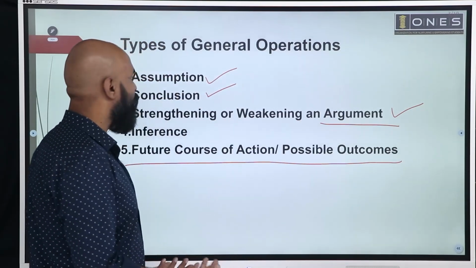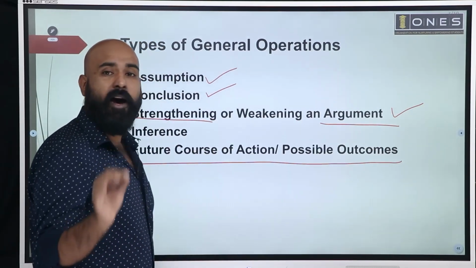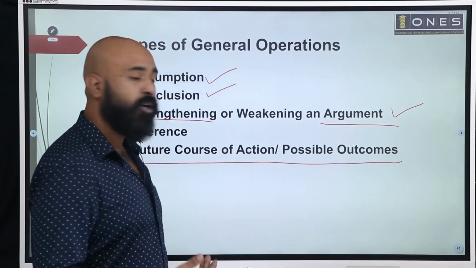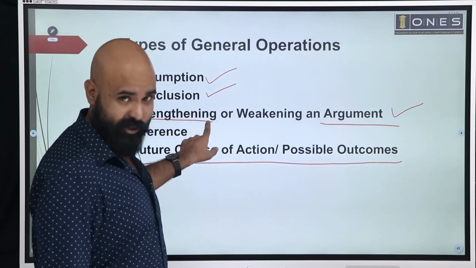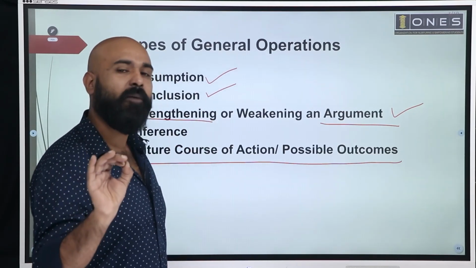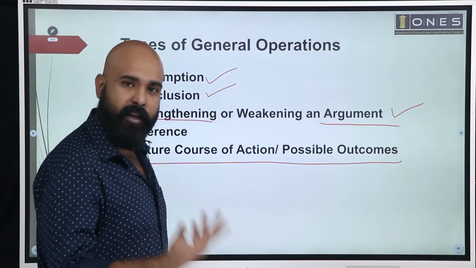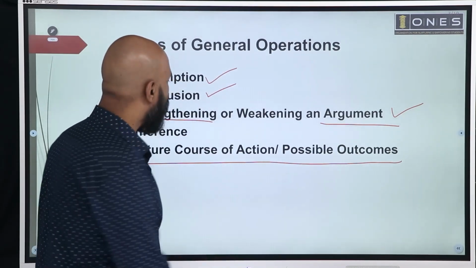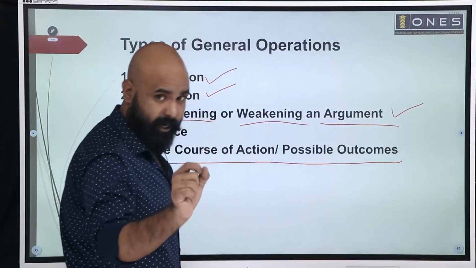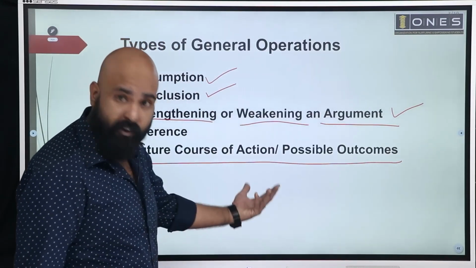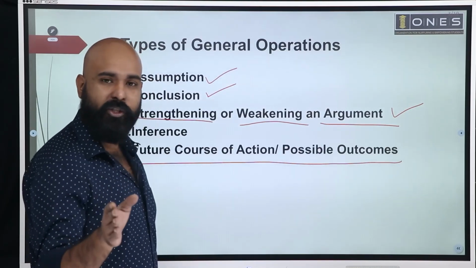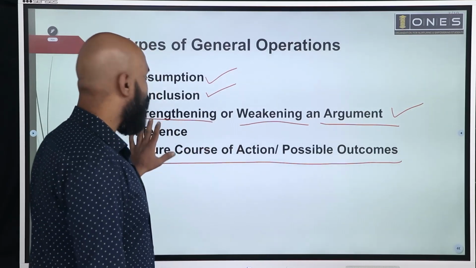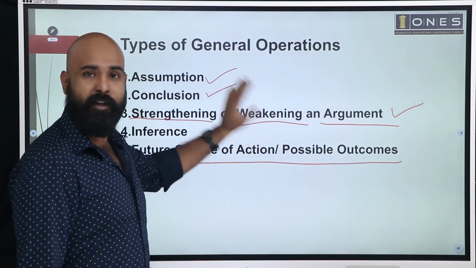So suppose in the question they're asking you, choose the option which strengthens the argument present in the passage. In that case, you should choose the option which supports the passage. Now suppose they're telling you, choose the option which most weakens the argument present in the passage or the above mentioned argument, then you should choose the option which will go against the passage. Strengthening is supporting, weakening is going against.